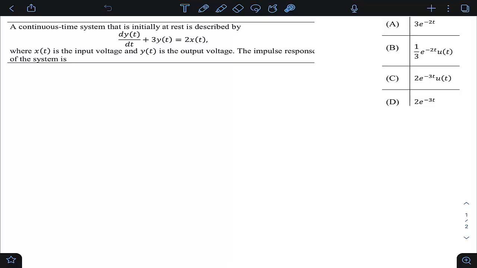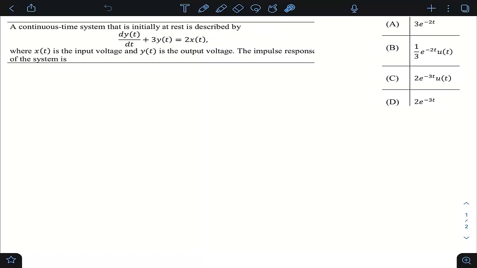This question is asked in GATE 2023 of electrical. This is from the signal system subject and is based on the application of Laplace. The question is: a continuous time system that is initially at rest is described by this differential equation, where x(t) is the input voltage and y(t) is the output voltage. The impulse response of the system is... you can think of it as a control system problem or a signal system or a network problem, it's up to you.